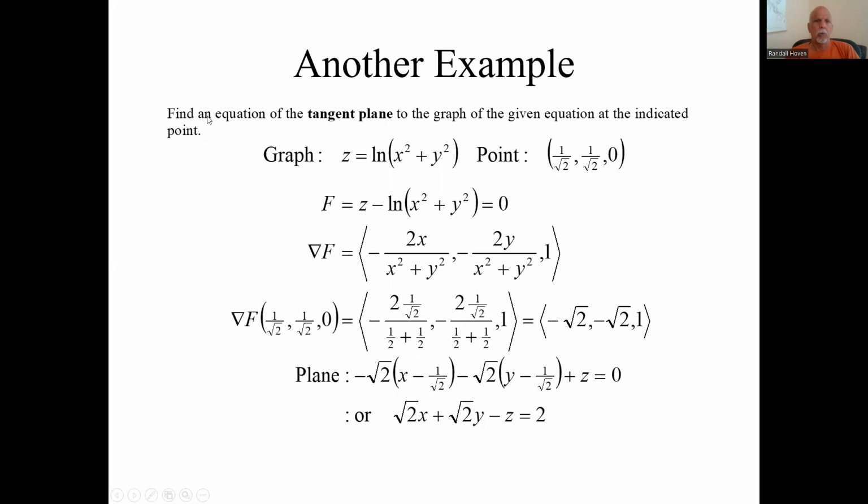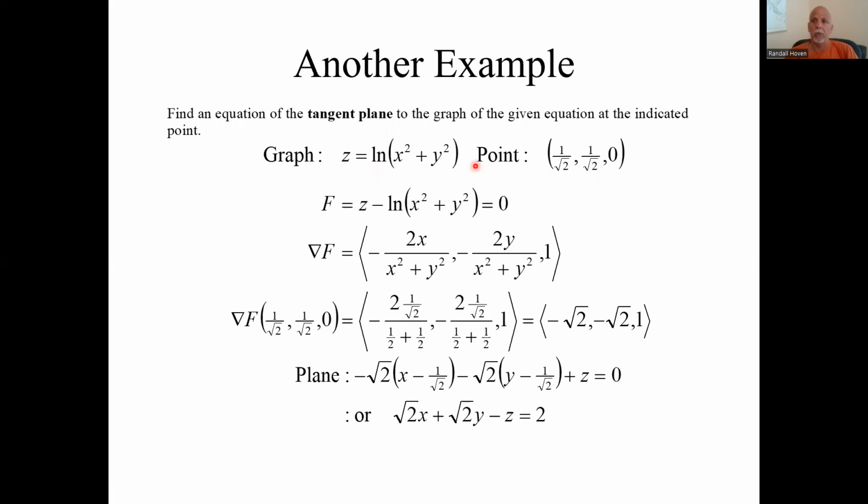All right, here's another problem. Find the equation of a tangent plane to the graph of this equation at the indicated point. That means, well, first you have to find the normal vector, which is the gradient. Find the gradient of this surface.